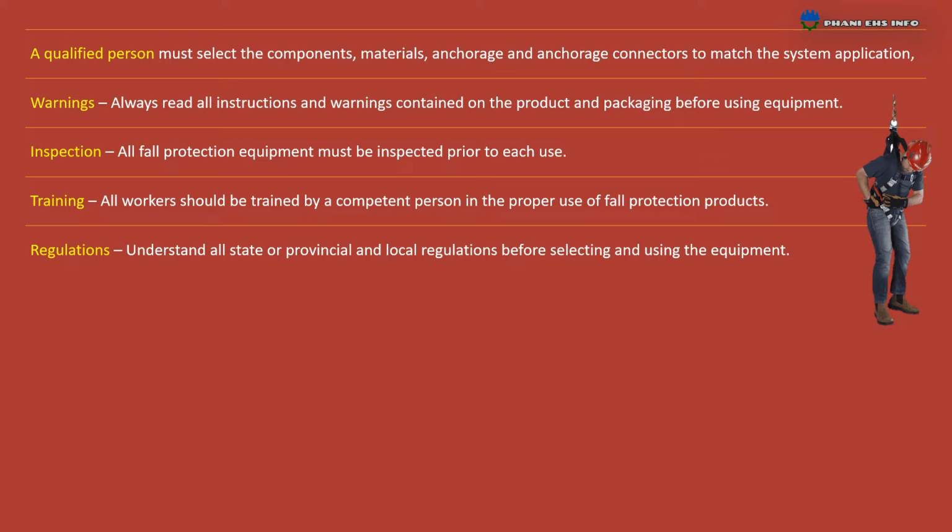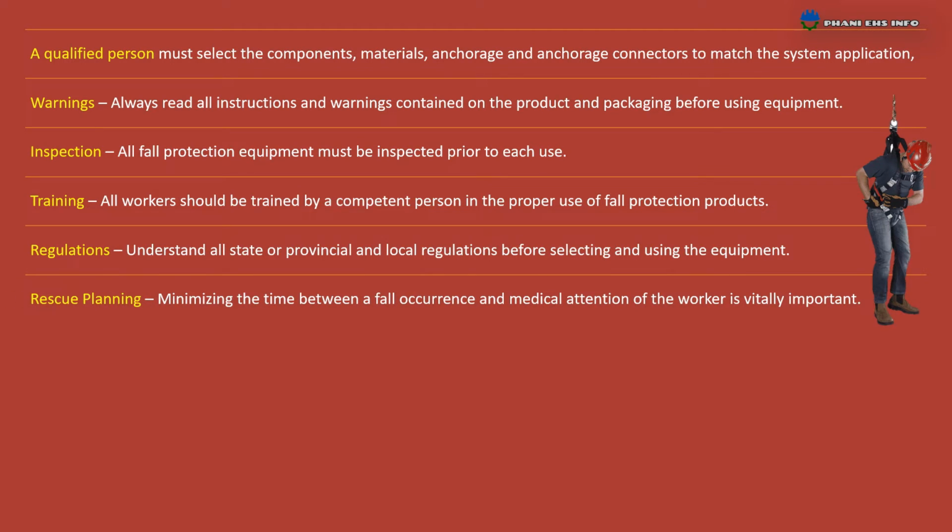5. Regulations. Understand all federal, state or provincial and local regulations pertaining to fall protection before selecting and using the equipment. 6. Rescue planning. Minimizing the time between a fall occurrence and medical attention of the worker is vitally important. A thorough rescue program should be established prior to using fall protection equipment.